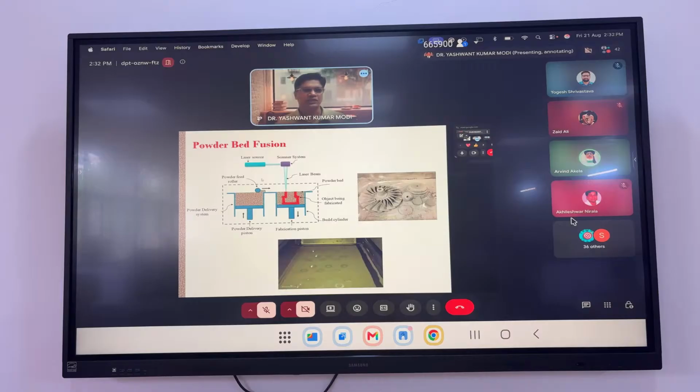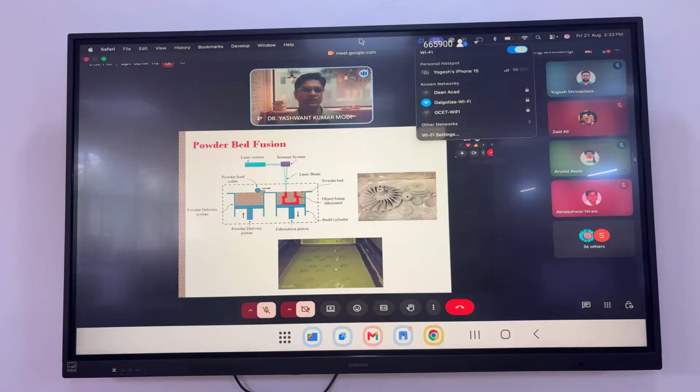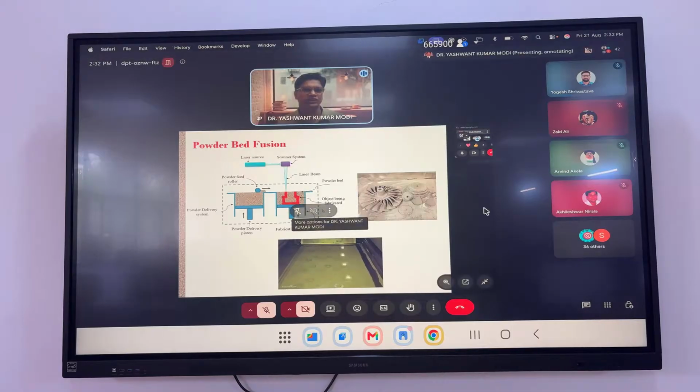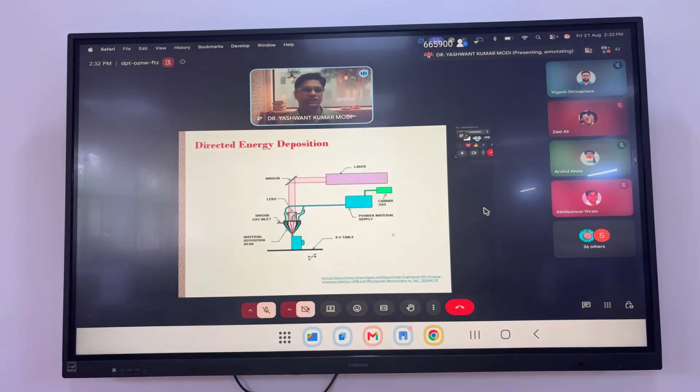Then another is powder bed fusion, which is again based on powder material. In this process, a laser beam is used to cure, or basically sinter, the powder material. This technology is available for metallic powder as well as polymer powder. And even for ceramic material, the bed fusion process is available. Right. This one, directed energy deposition, is the most advanced additive manufacturing technology available today.